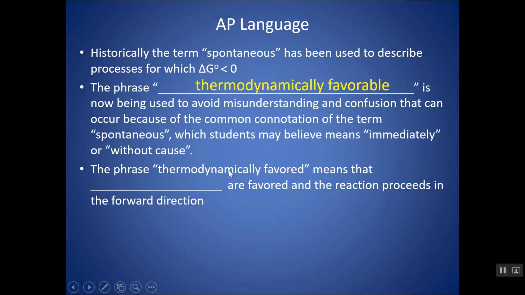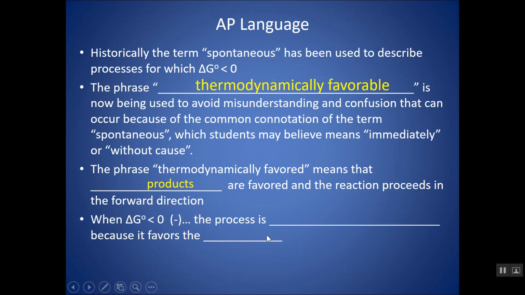The phrase thermodynamically favorable or thermodynamically favored means that products are favored and the reaction proceeds forward. So if delta G is negative, the reaction is thermodynamically favorable and proceeds forward. So delta G is less than 0, or negative. The process is thermodynamically favorable and it favors the products. It's going to go in the forward direction.